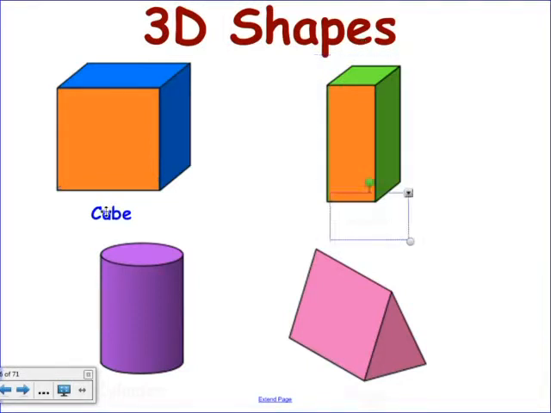And what do we call this one? Cuboid. Very specific. A cube is where all the sides are the same. Cuboid, a rectangle with something behind it. Have a play with the shapes if you want to. Pass them around if you want to.